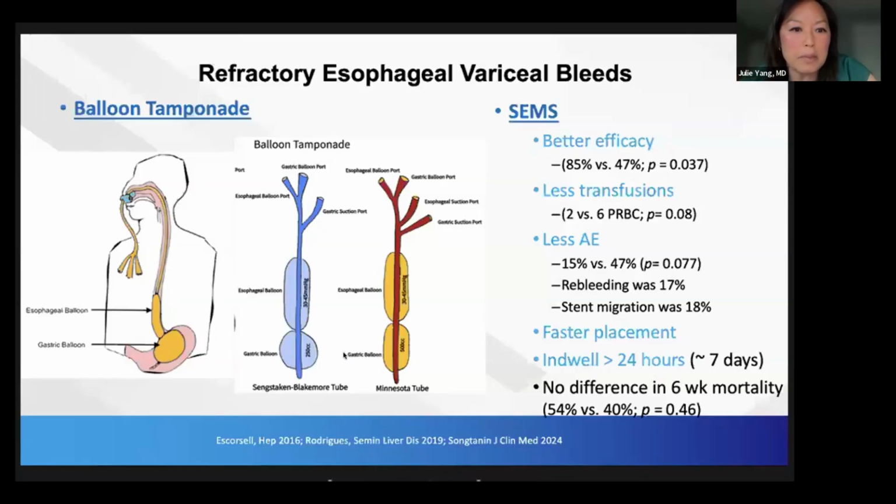So it's really so cumbersome, and I never thought that it was anything that was user friendly. But what is user friendly is a quick deployment of a TTS large caliber stent for variceal bleed tamponading.